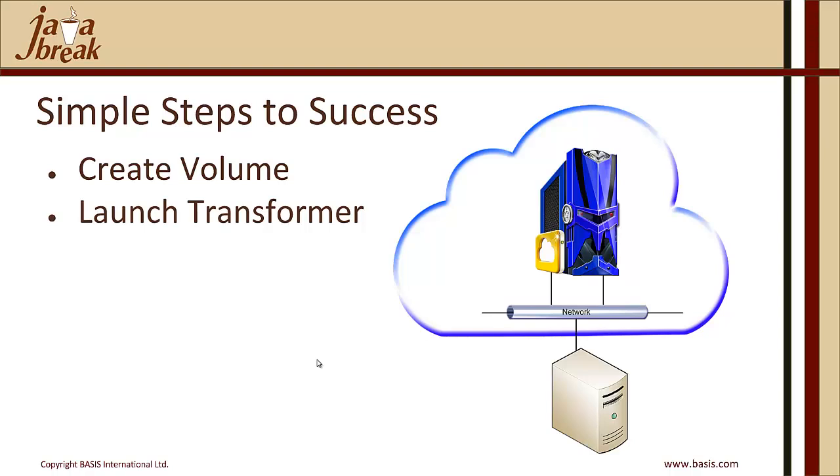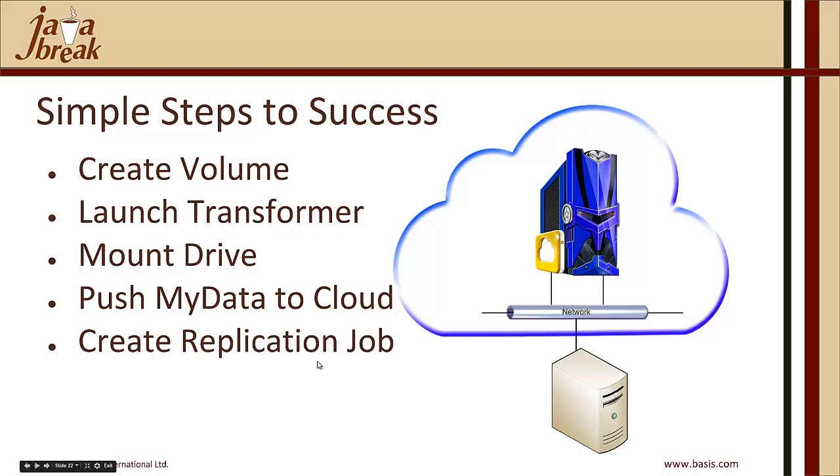And then you're going to launch a transformer, and you mount that drive or the volume onto that transformer, push your data to the cloud, create your replication job, start the replication. It's hard to imagine anything more simple than those 5 or 6 easy steps. So if I was going to start, that would certainly be an interesting place to start for production. Otherwise, a demo machine would be a good place to start.